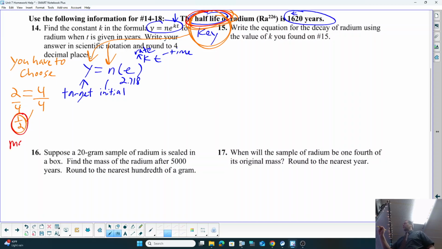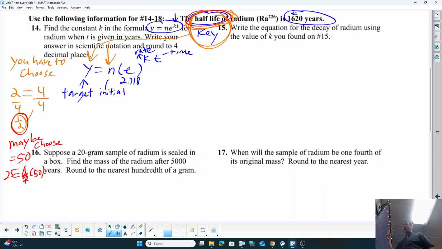Maybe we'll choose 50, because those are pretty numbers. What's half of 50? Half of 50 is 25. So why don't we choose 50 and 25? It doesn't matter what you choose. It could be 3 and 6. It doesn't matter, just when you divide it over, you get half for half-life.